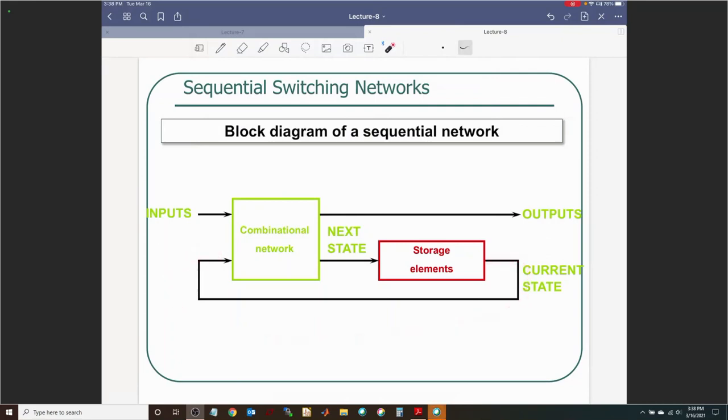So this is a block diagram of a sequential network. When you see this term sequential, all that means is it has memory, right? And that memory can be of different forms. It can be synthesized, it can be implemented using a variety of storage elements. Those storage elements could be latches, that's where we are going to start. And then we are going to use latches to build flip-flops. And then using flip-flops, we will make registers. And using flip-flops, we will also make counters.